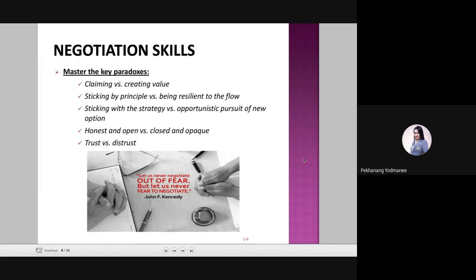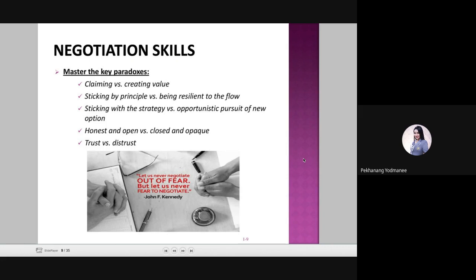Next, sticking with the strategies or opportunistic pursuit of new options. Okay, you choose sticking with the strategy. Honest and open, or obtuse. Okay, you choose honest and open. Trust versus distrust. Of course, you choose trust.